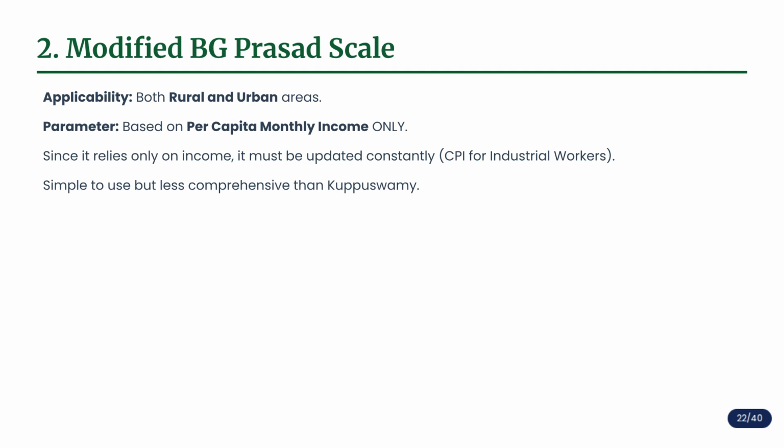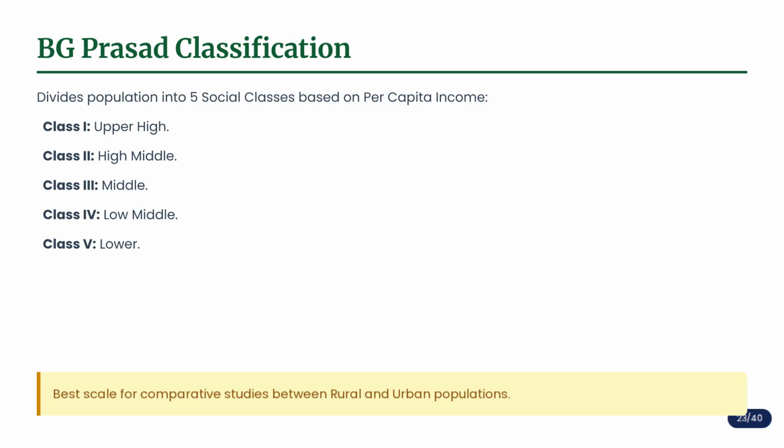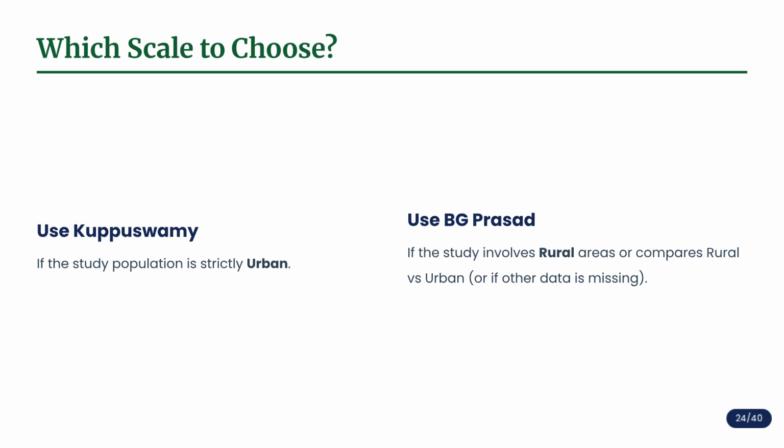The modified B.G. Prasad scale is applicable in both rural and urban areas. It is simpler than Kuppuswamy because it relies only on per capita monthly income and must be constantly updated based on the Consumer Price Index. The B.G. Prasad scale classifies the population into 5 social classes based on per capita income, ranging from upper high to lower. Choose Kuppuswamy if the study is strictly urban. Use B.G. Prasad if the study involves rural areas or compares rural versus urban populations.